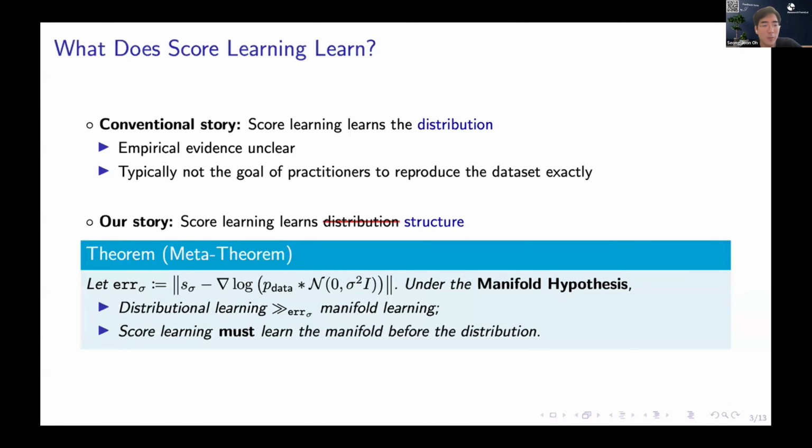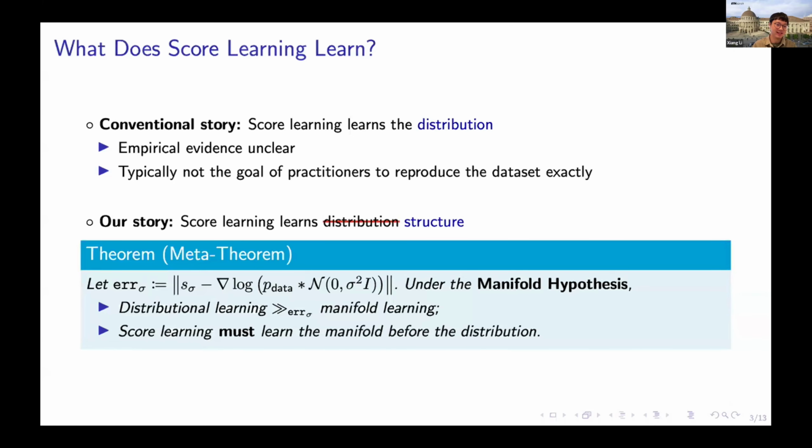Sorry, can you maybe repeat the main gist of the theorem? I think I missed the main message. So what do you mean by score learning must learn the manifold? Does that mean does it actually learn it, or does it not learning at the moment? And maybe in order to learn the manifold, there should be score learning.